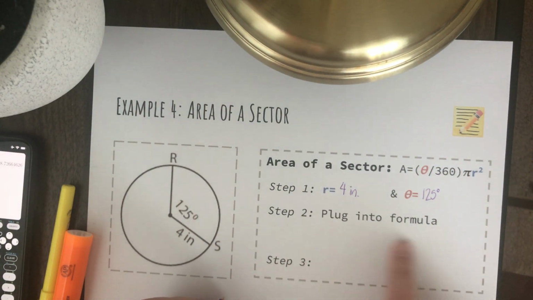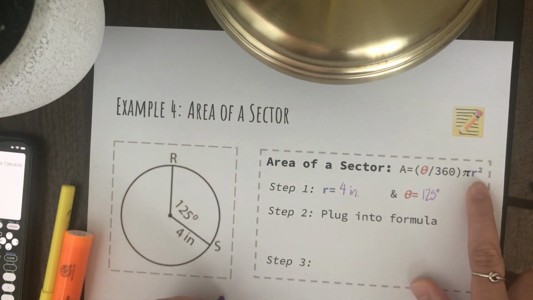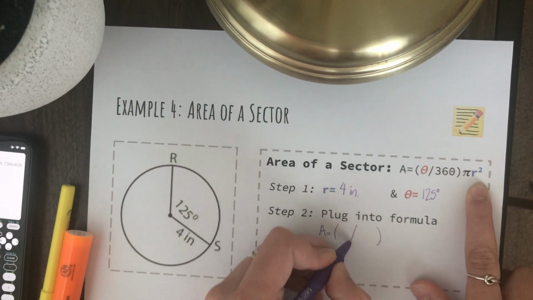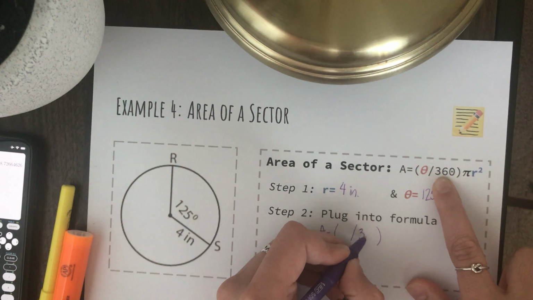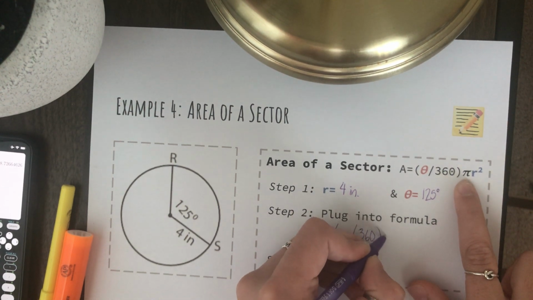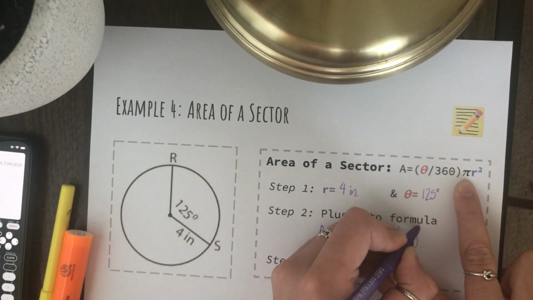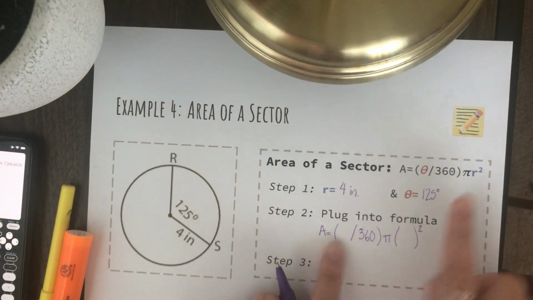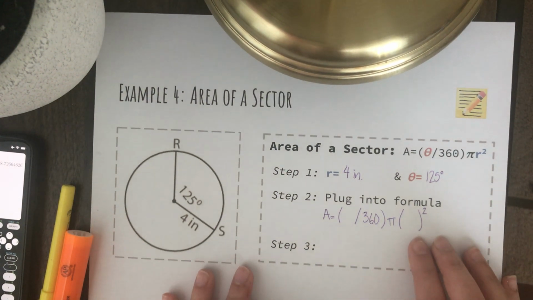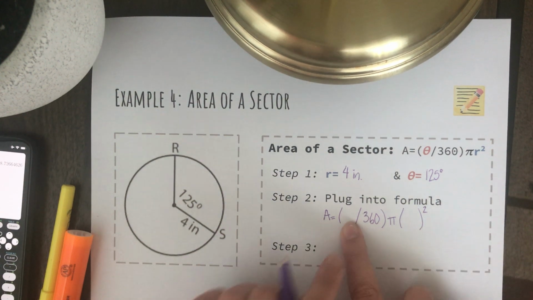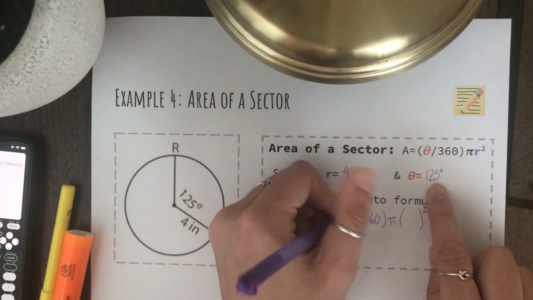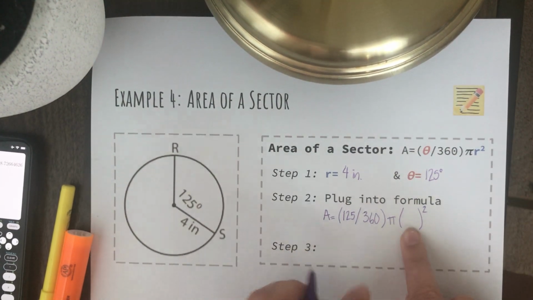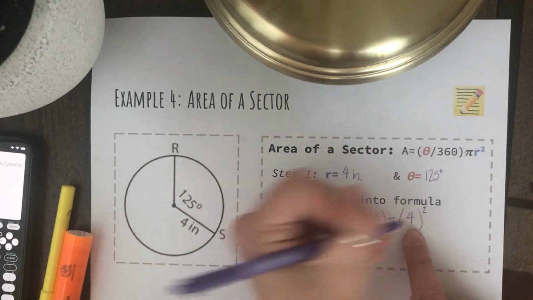I'm going to plug it into the formula. This is the formula for area of a sector, right? It is A equals theta over 360 pi r squared. So I'll write pi, and what I did was I left a blank space for my theta and a blank space for my r. This is what the structure of this formula looks like. And what you're going to do is plug in theta. So theta goes right here, and that's 125 for me. And then r is going to be squared, and r is 4 for me. So put 4 inches right here.